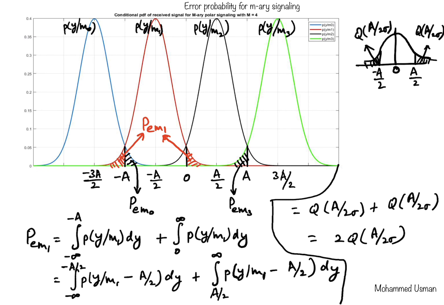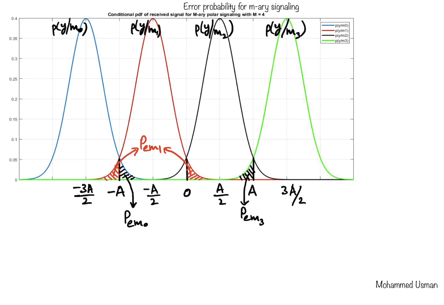Similarly, we will compute the error probability also for M2. So when M2 is transmitted, if the received signal Y is between 0 and A, the receiver will decide in favor of M2. That means there is no error. But if M2 is transmitted and the received signal is less than 0 or greater than A, then there will be an error because the receiver will decide it as either M3 or M1 or M0.